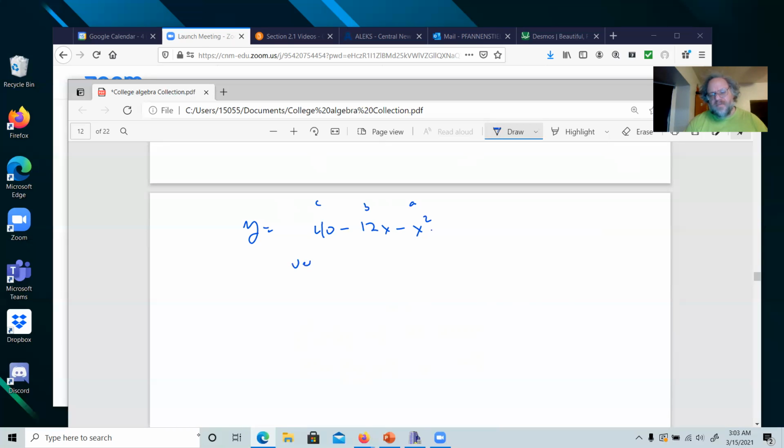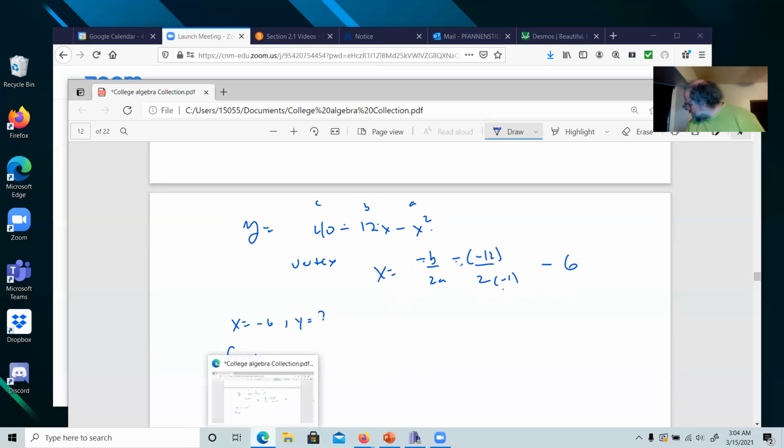Getting the vertex: x is equal to negative b over 2a. So this is going to be negative 12, the negative part of the formula, and then we have the negative 12 here, over 2 times negative 1. How many negatives we got? We got 1, 2, 3. It's minus, right? 12 over 2, 6. Now, we're just going to plug this in. We're going to say, well, when x equals negative 6, what's y equal to? Or we could write it this way.